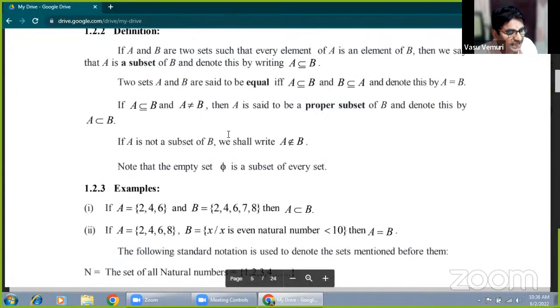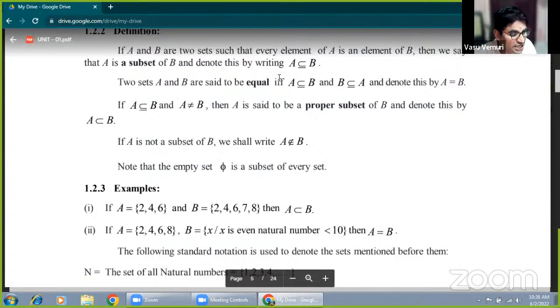Now every set must have subsets. What is a subset of a set? A subset corresponds to a set in which some of the elements of the given set are defined. Suppose A and B are two sets such that every element of A is an element of capital B. Then A is said to be a subset of B.